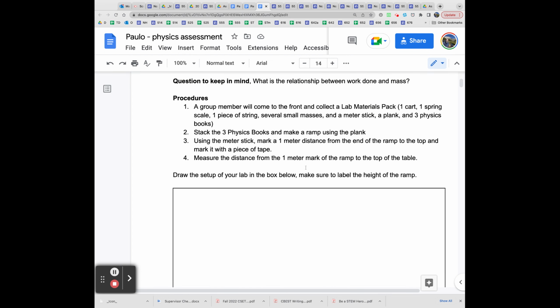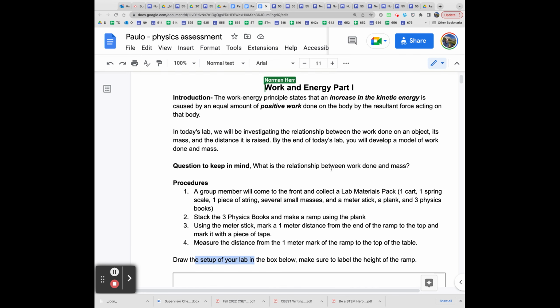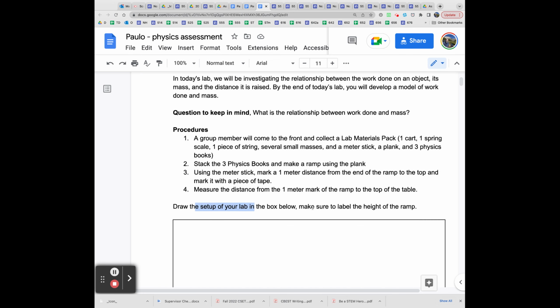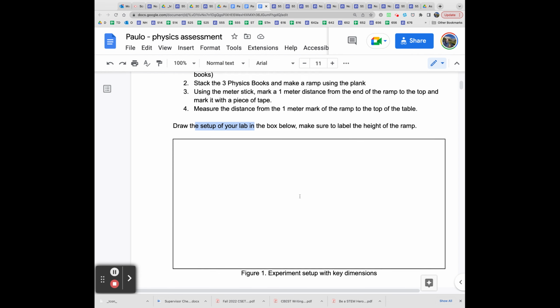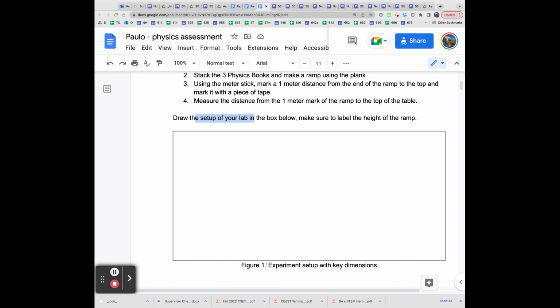So notice the kinds of things that he has here. He has them draw the setup of their lab, so they're going to have to diagram. It's going to show how they can interpret the instructions. Can they interpret the instructions so they can set up a lab? That's a very good way to evaluate a type of understanding. Can they create a visible model of what has been described in writing?